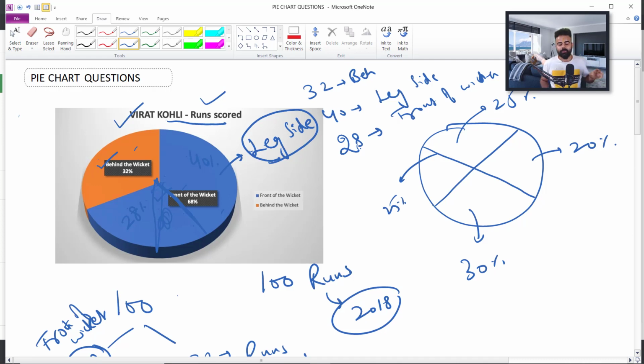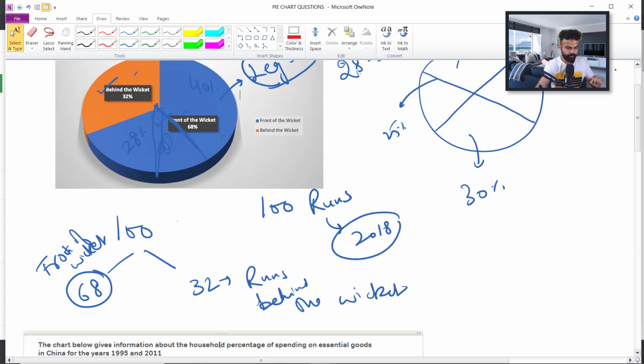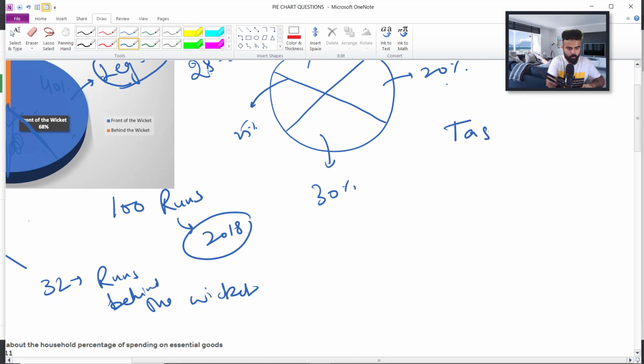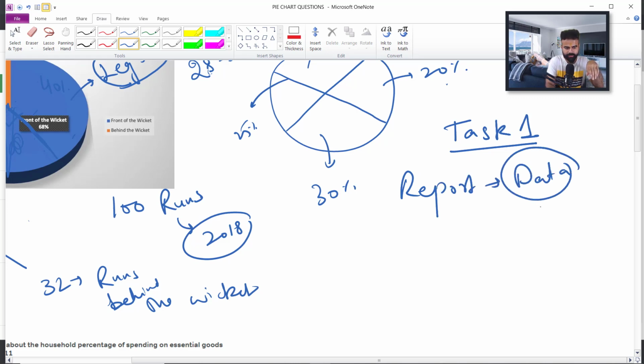All right. Now, not only for pie charts, while attempting any Task 1 question, you just need to keep one thing in your mind. Let me write it down here for your reference. While attempting Task 1, you need to keep in mind one simple thing. What's that? You just need to write data figures in simple plain English in your report. Report writing is nothing but writing data figures in simple plain English language.